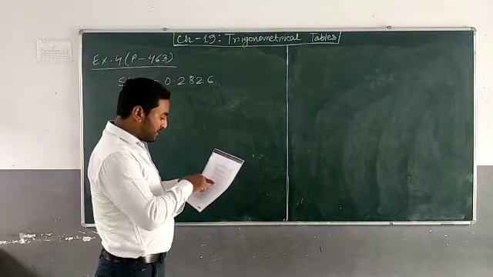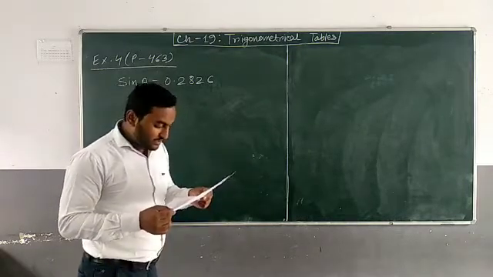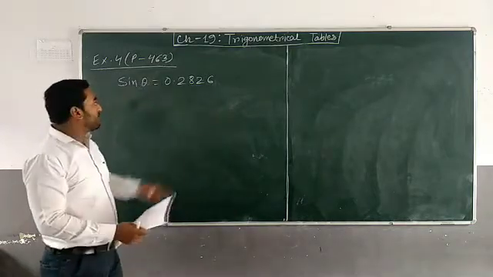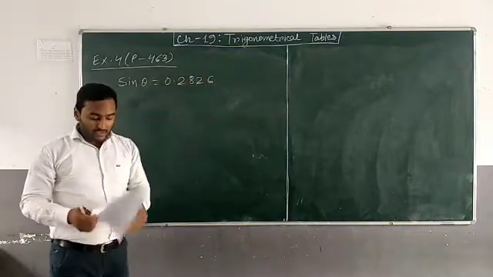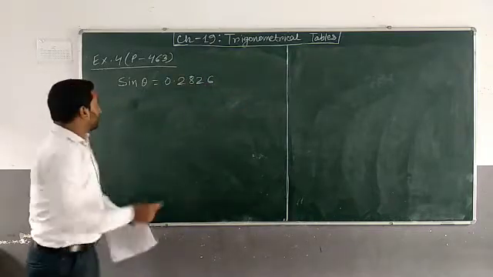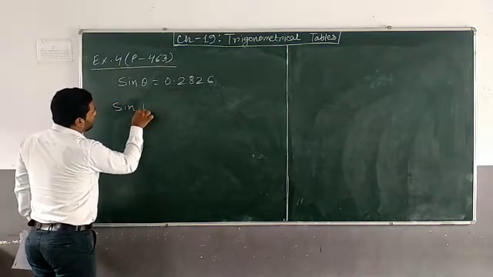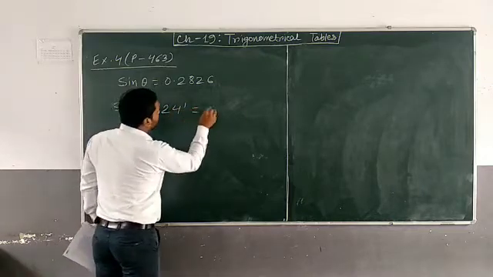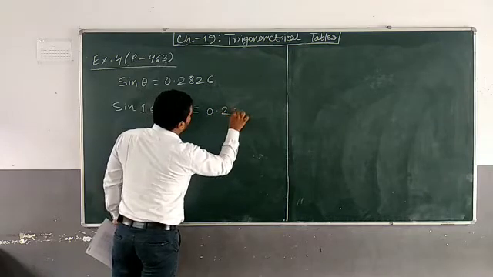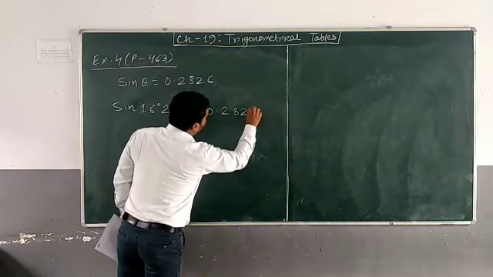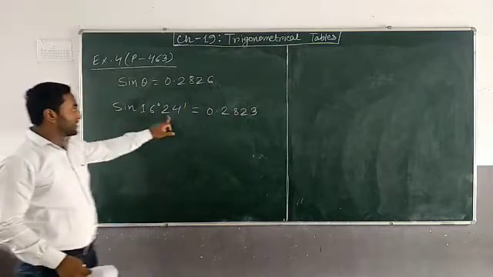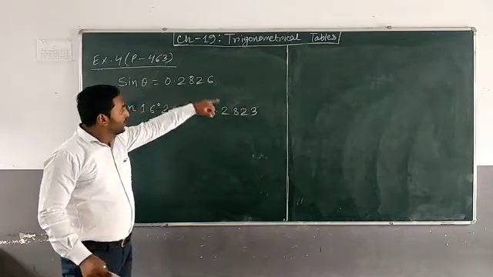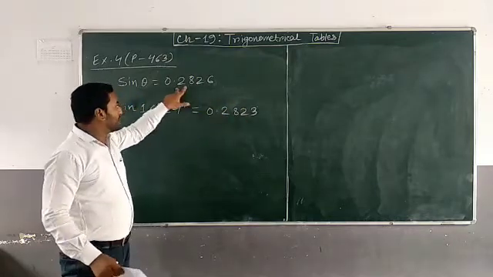The value of sine 16 degree 24 minutes is given as 0.2823, the value just preceding 0.2826. So sine 16 degree 24 minutes equals 0.2823. We have taken the nearest preceding value of the given value.